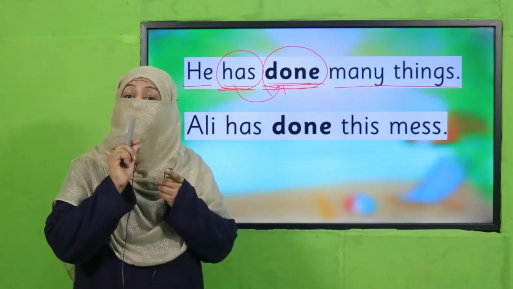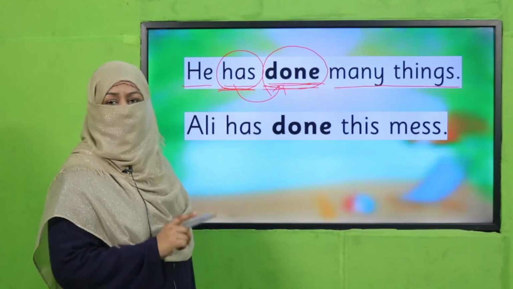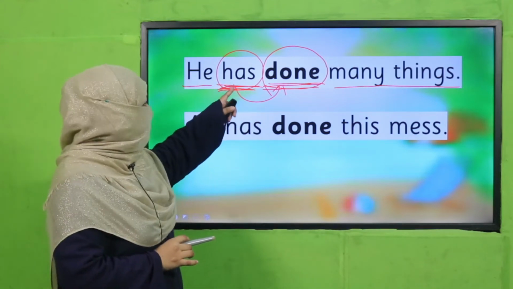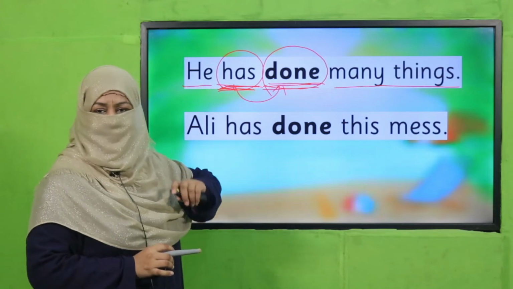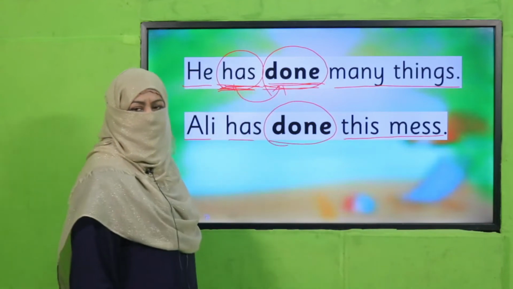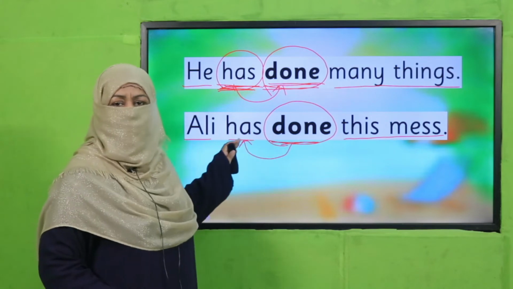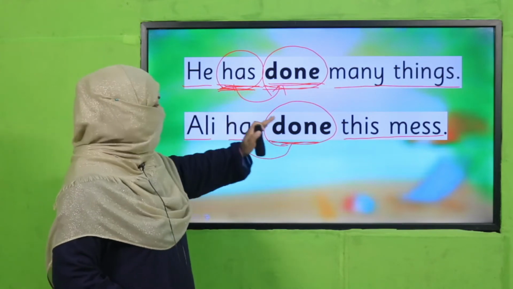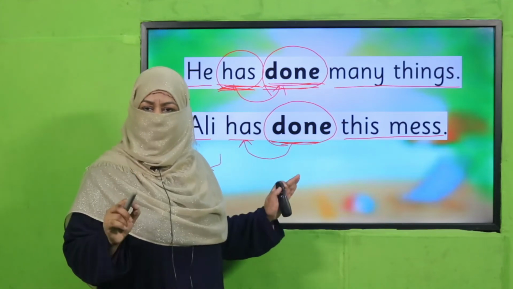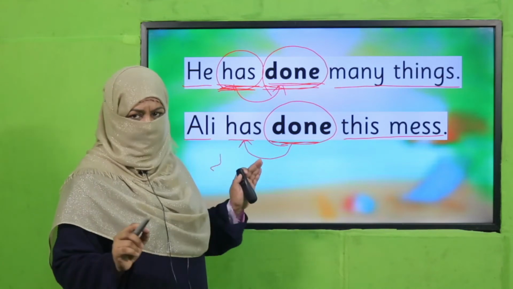So whenever you are using done as main verb, before that you need to put has or have as helping verb. Now this is the working of helping verb. Here helping verb is there, it is supporting the main verb, right? Ali has done this mess, right? Now this done is always followed by has, is always used with done, because without has we cannot use done as main verb. So whenever you want to use done as a main verb, before that you need to use has and have. Are you clear?